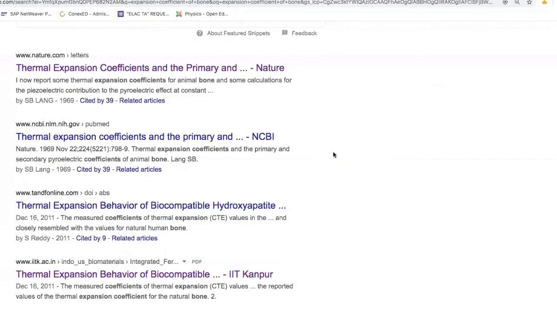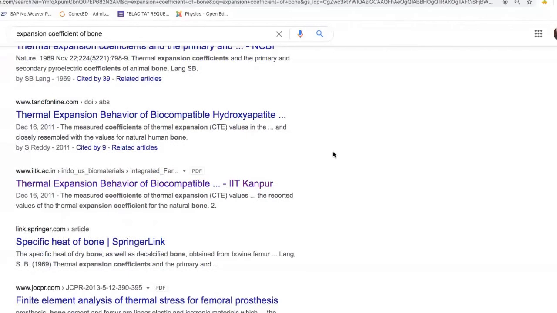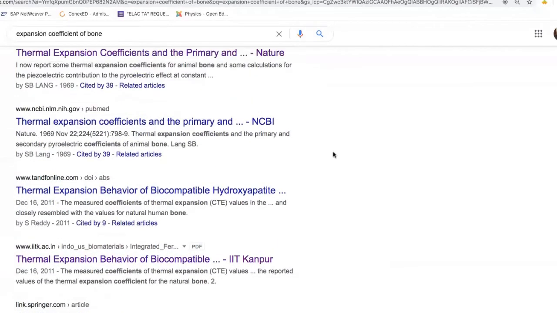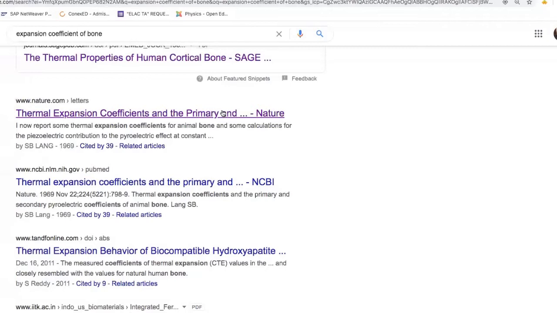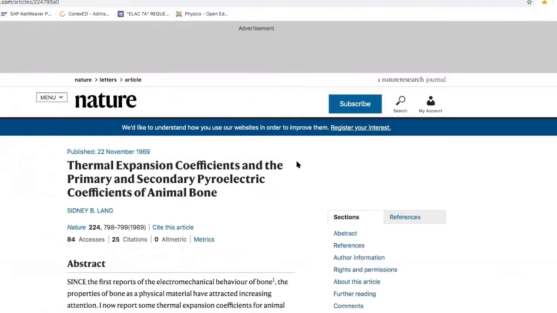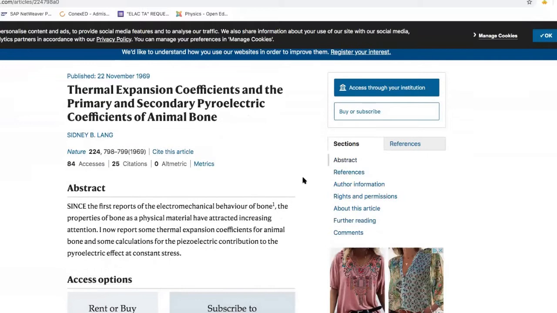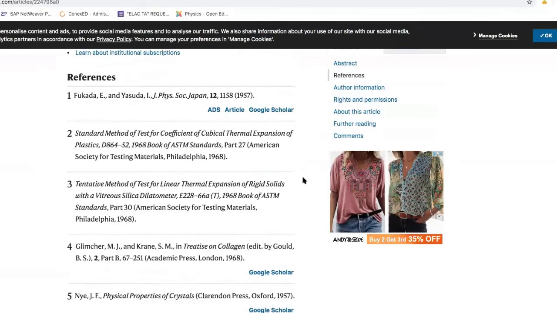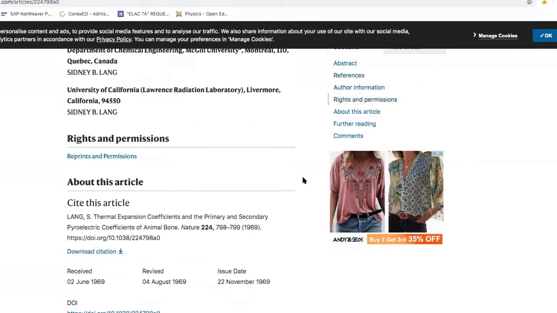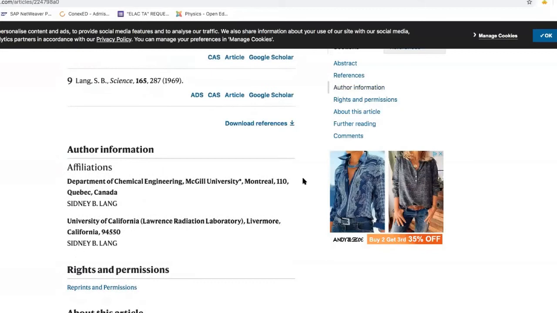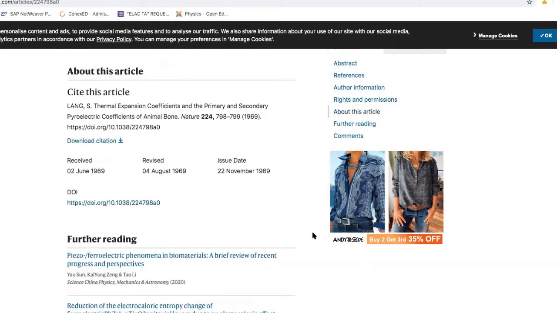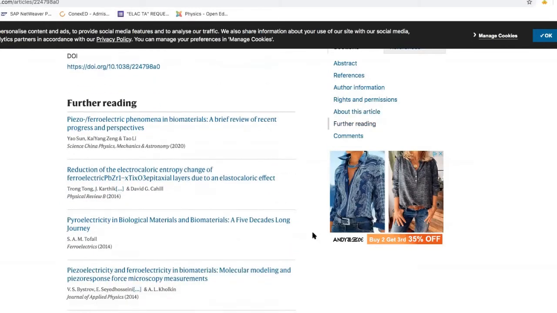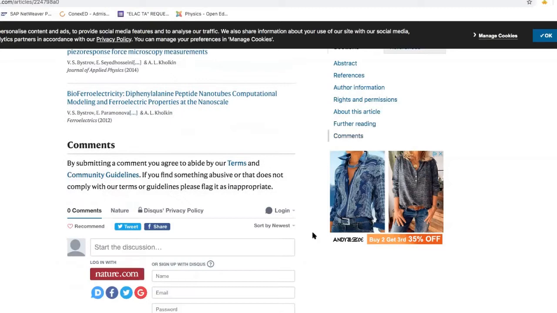These are actually very technical. These are actually pretty technical, coefficients of primary, coefficients of animal bone, abstract. Oh, these are ones where you have to pay to actually see it because they're very technical, advanced articles. Yeah, anything with Nature is top notch, and you usually have to pay. Yeah, you have to pay. They're not going to give you data just for free.